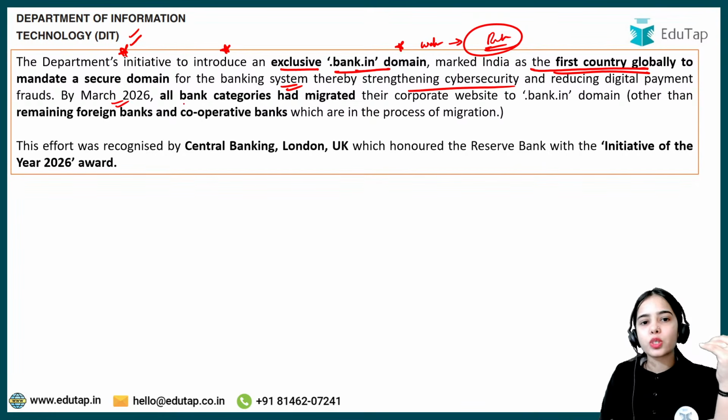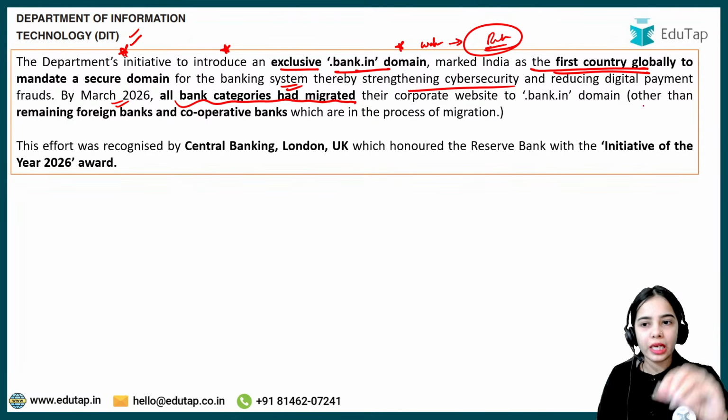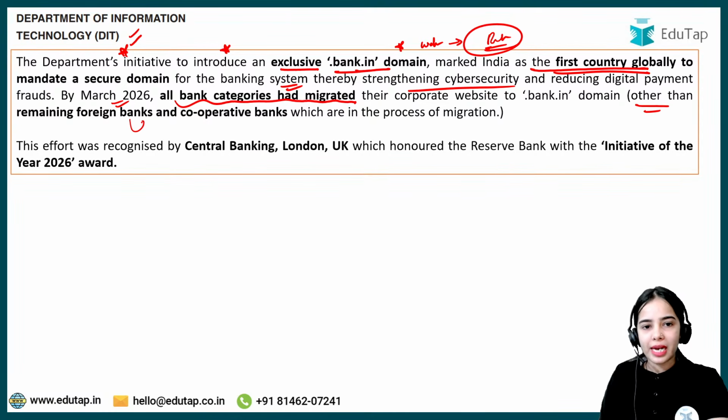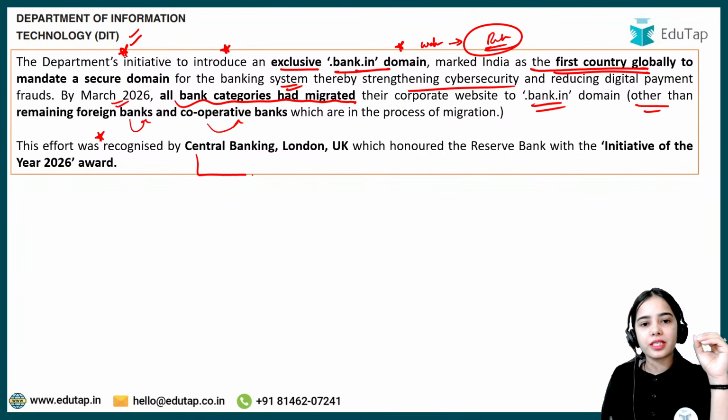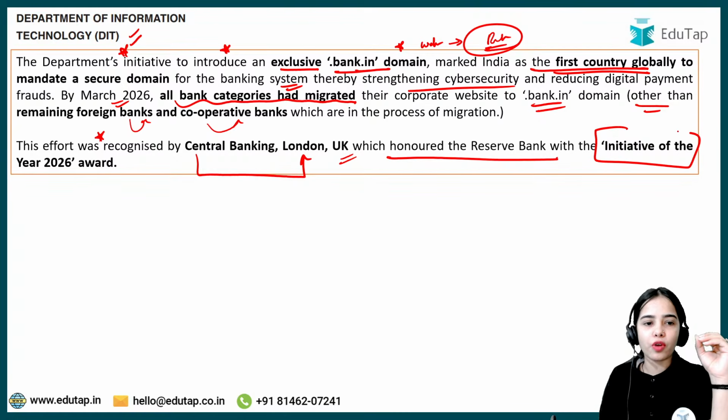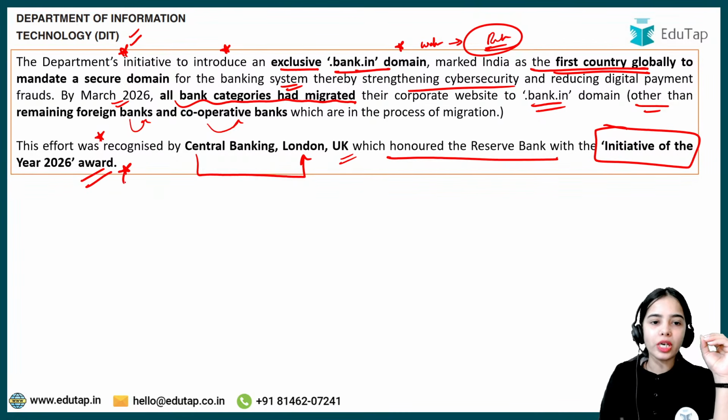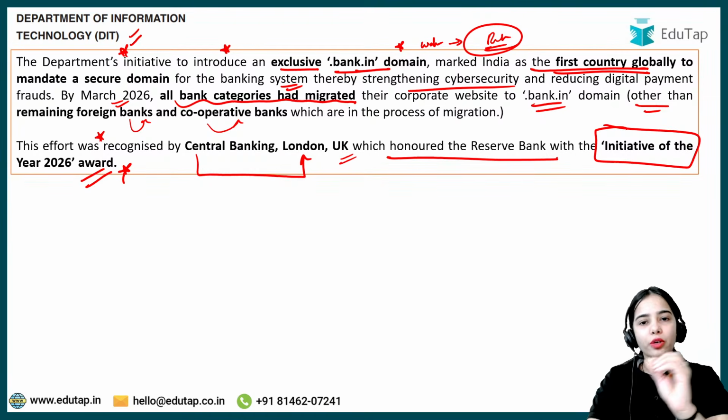By March 2026, all bank categories had migrated their corporate websites to the .bank.in domain. Other than the remaining foreign banks and cooperative banks, all the other bank categories like scheduled commercial banks, private banks, public sector banks, as well as small finance banks, have all migrated to the .bank.in domain. This effort was recognized by Central Banking London, which honored the Reserve Bank with the Initiative of the Year 2026 award.